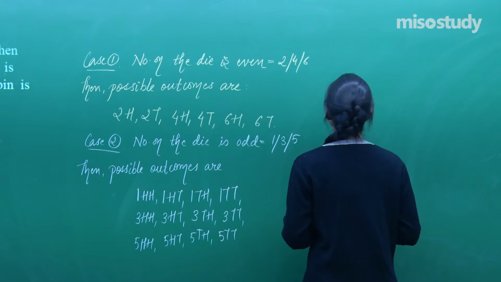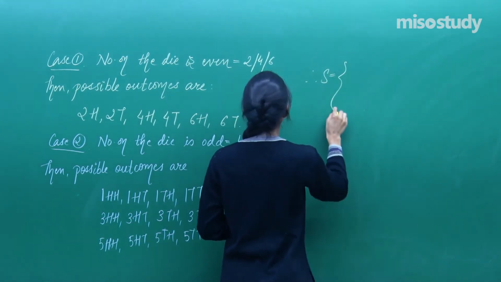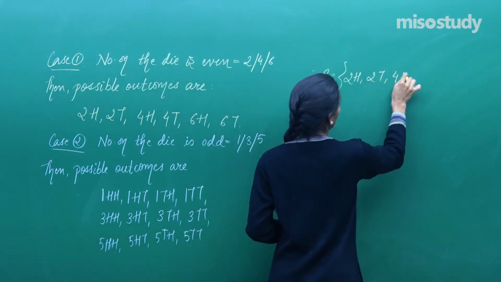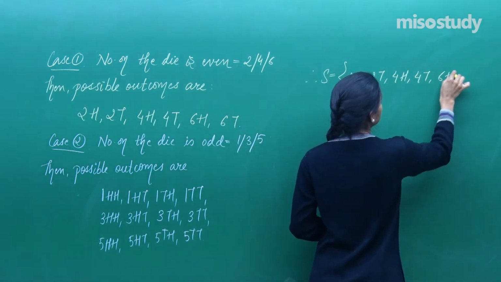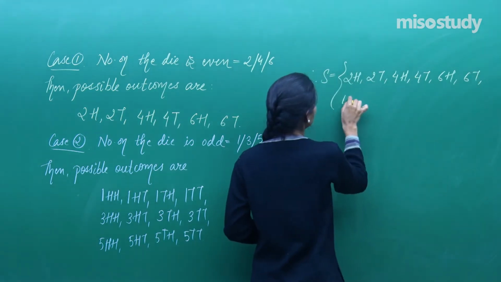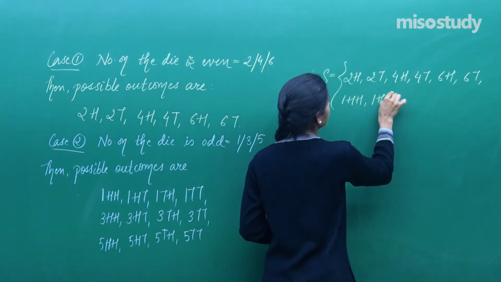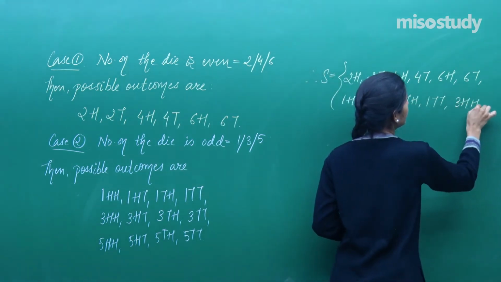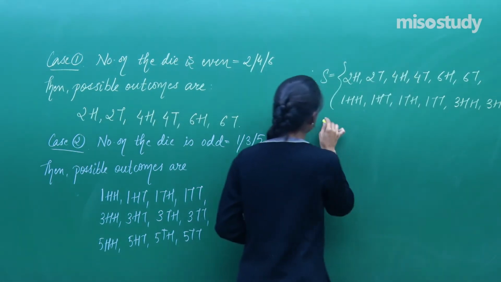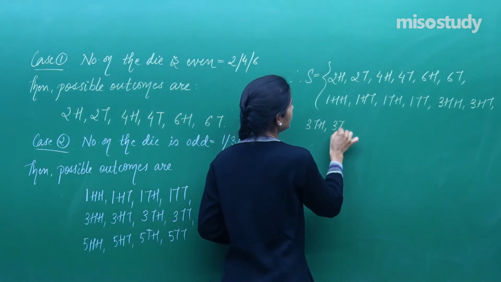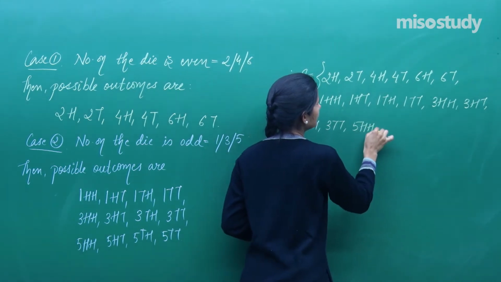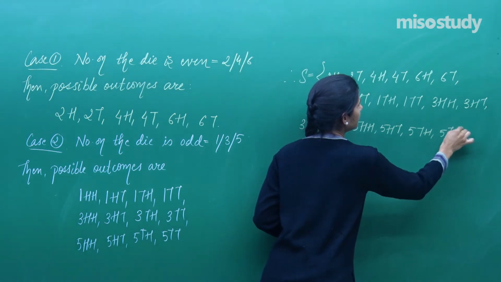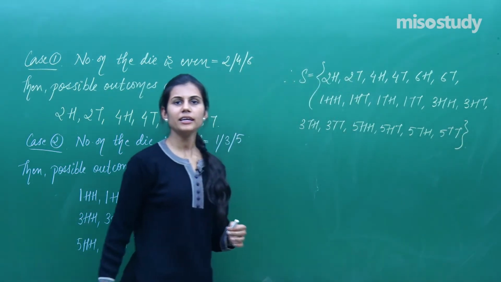So my sample space is this, that is 2H, 2 tail, 4H, 4 tail, 6H, 6 tail, 1 head head, 1 head tail, 1 tail head, 1 tail tail, 3 head head, 3 head tail, 3 tail head, 3 tail tail, 5 head head, 5 head tail, 5 tail head, 5 tail tail. That's my sample space.